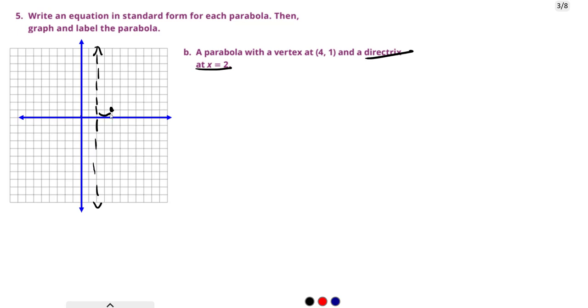So my distance from my vertex to my directrix is -2. So my distance to my focus is +2. So that tells me my p is 2. My parabola is opening left to right, so that tells me it is a y squared parabola.